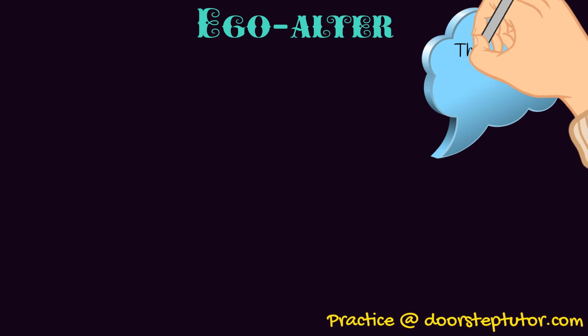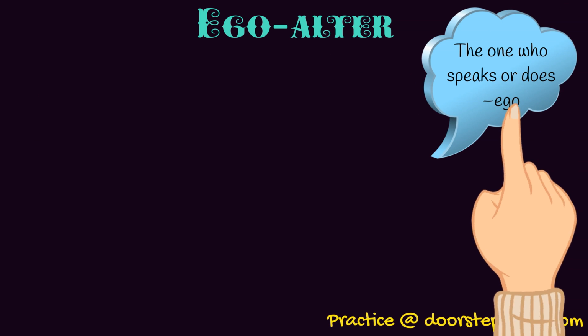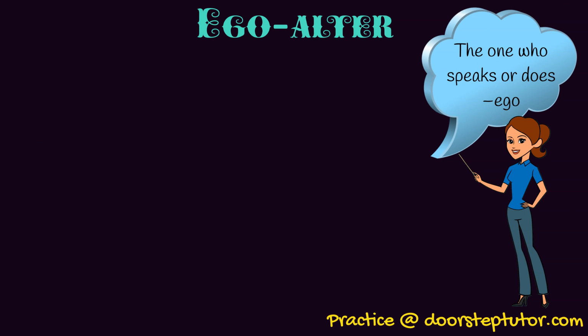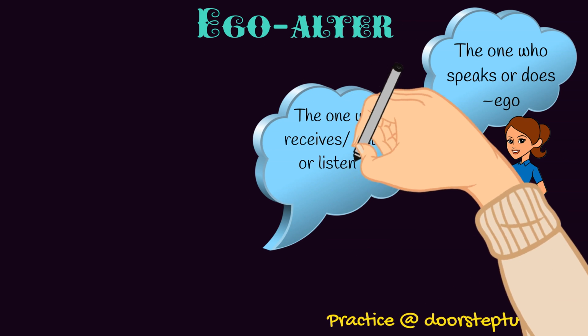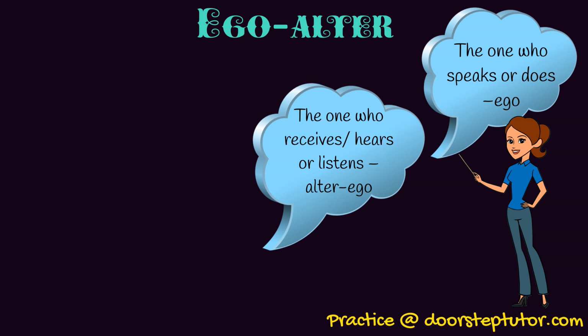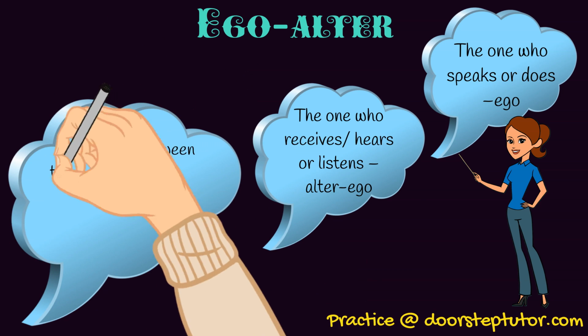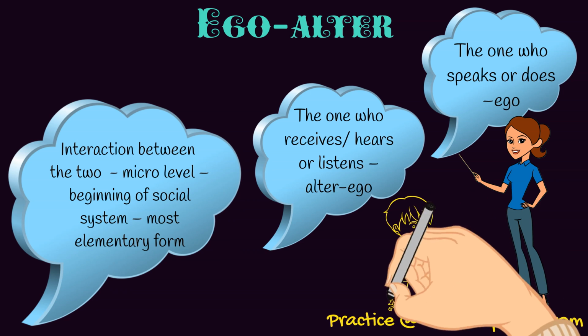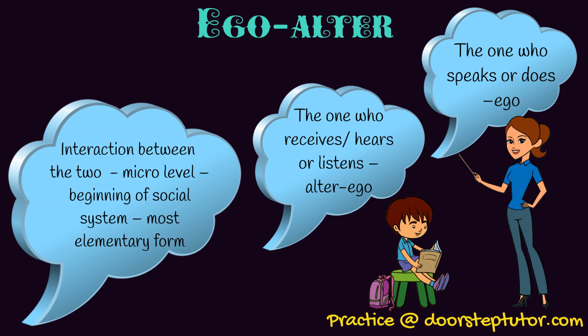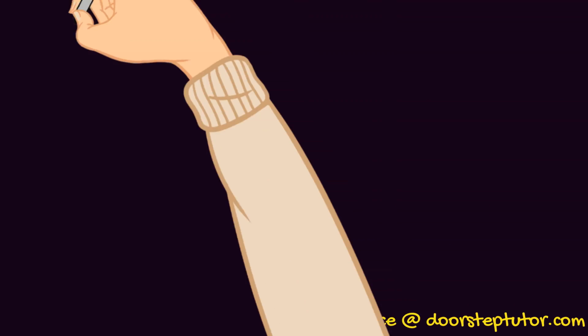Now let us study about ego and alter. The one who speaks or performs the social action is called ego. That means the teacher, when she is delivering a lecture, she is speaking, she is performing the social action. So she is ego. And the one who receives or takes the message, takes the information, is called alter ego. Now this interaction between the two, say for example, teacher and the student, this is at a very micro level, okay? And this is how the social system takes place. This is how it begins. So this at the micro level is the most elementary form where there is an interaction between ego and alter ego.